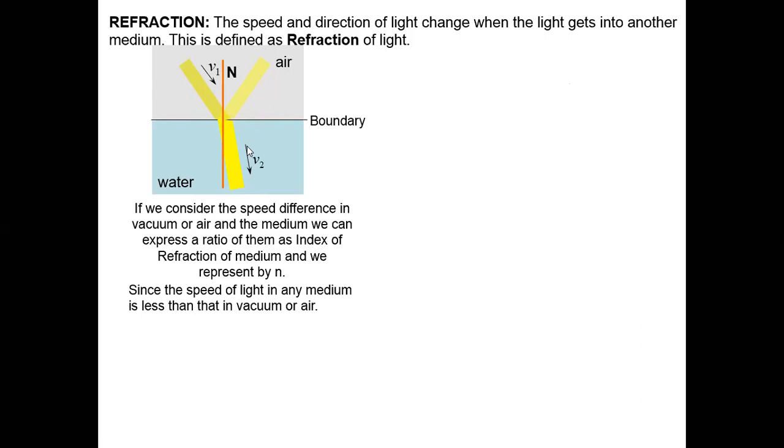It is going to happen towards the normal here, because the density of the water is greater than the density of air. Or when you change the places, for example, if you send light from water to air, then it's going to go away from the normal. Okay, that's why we need a normal. We need a line over here in order to define the refraction of the light properly.